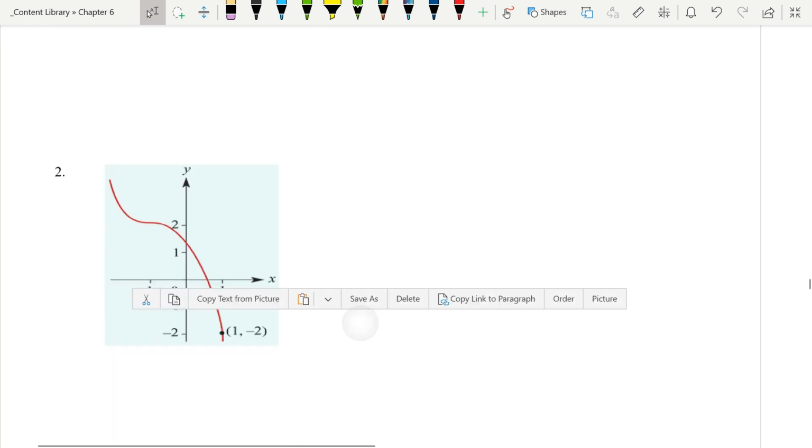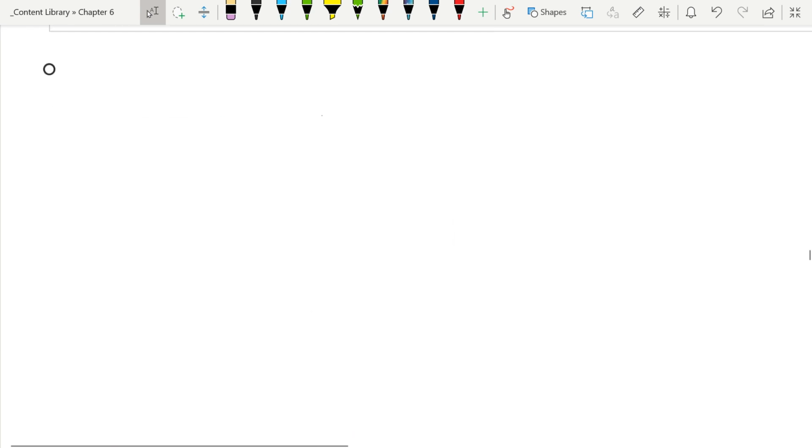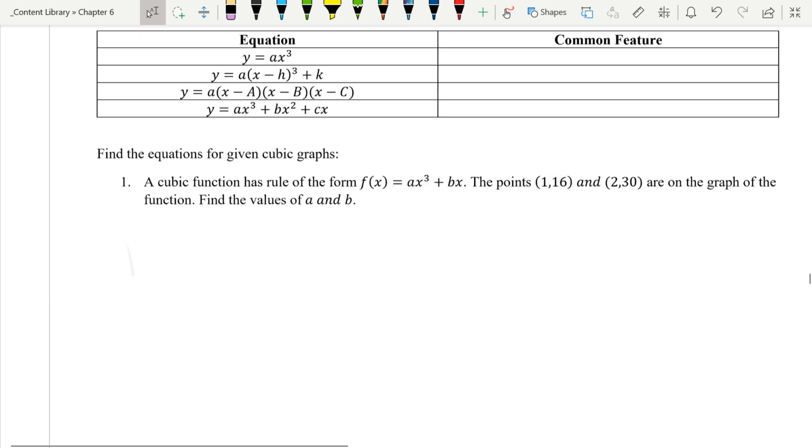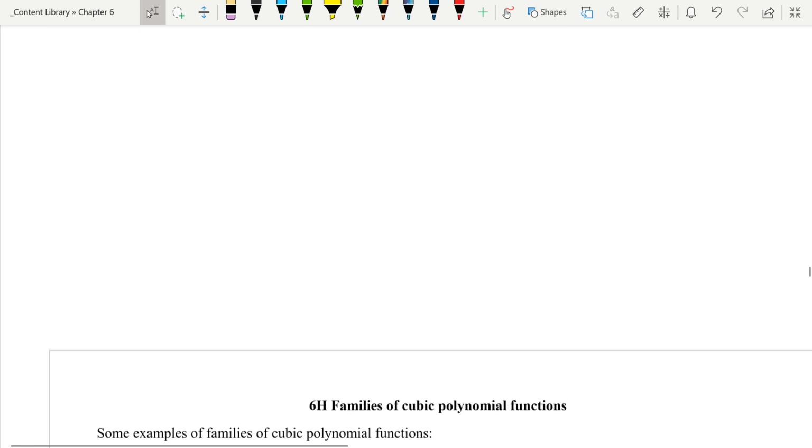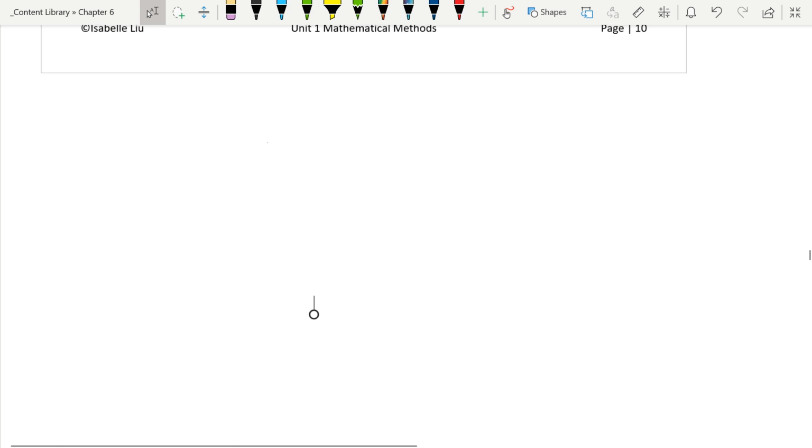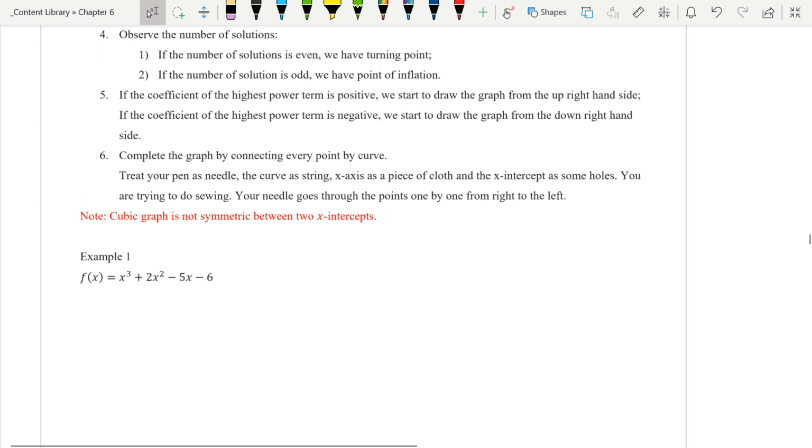Okay, so that's it for me today, and you can ask me any questions if you need. Page 10 and page 11 are all the equations to factorize.